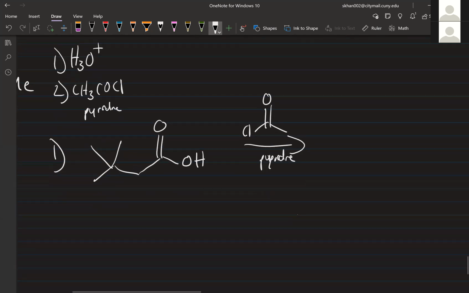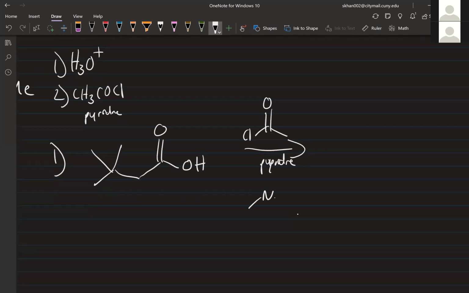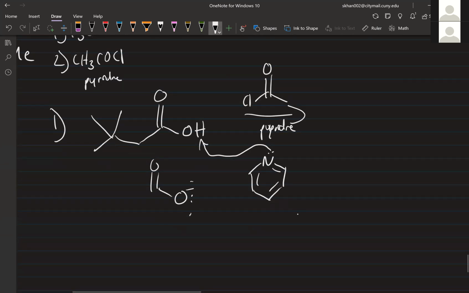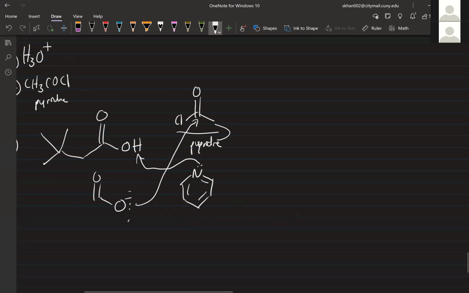So maybe if I show you the first step, it's pyridine here. I'm going to deprotonate that. That's going to become O minus here. Now you have a nucleophile and you have an electrophile. Let me draw these arrows a little better. This is going to come here, push this up, kick this out, and you form an anhydride, as was mentioned right there.